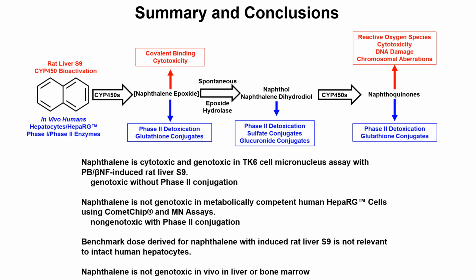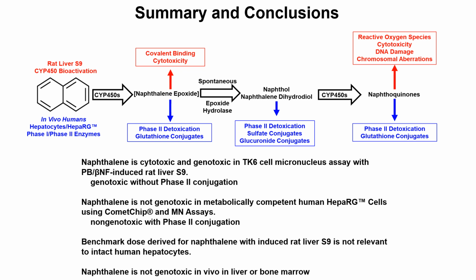So to sum up, rat liver S9 is shown on the top here. As naphthalene gets metabolized by P450, it generates a number of cytotoxic and genotoxic metabolites, primarily naphthalene epoxide. However, that can cause covalent binding and cytotoxicity, and the naphthoquinones from naphthalene can cause cytotoxicity, DNA damage, or chromosome aberrations due to reactive oxygen. This is what happens with S9.